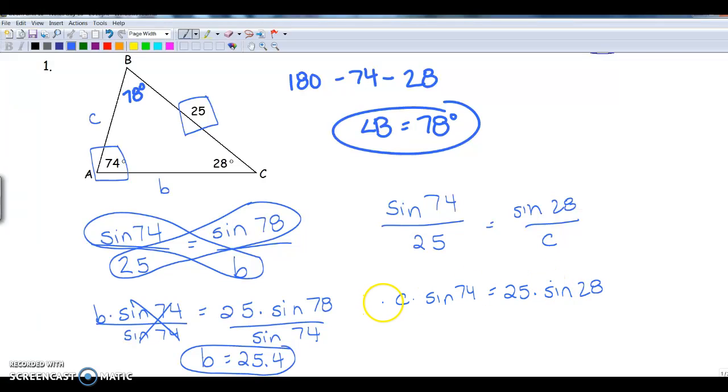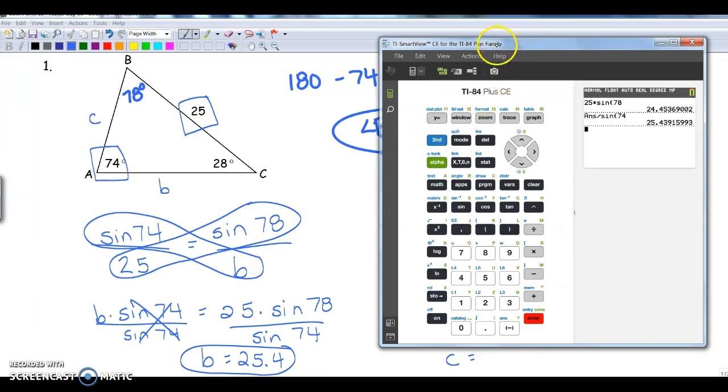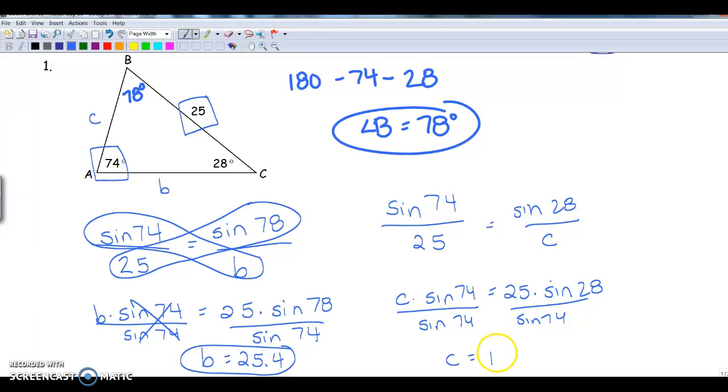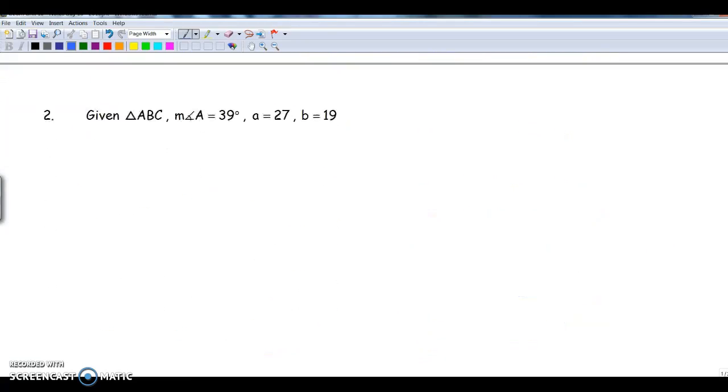And again, we're not going to type anything on our calculator at this point. We want to get C by itself. We're going to divide by the sine of 74. And now we're going to type in just the numerator, hit enter, and then divide by the denominator. So if we do that, we got 25 times the sine of 28, hit enter, and then divide by the sine of 74. Hit enter, and you're going to get 12.2. So that's when you round, is the very last step. And that's our answer.